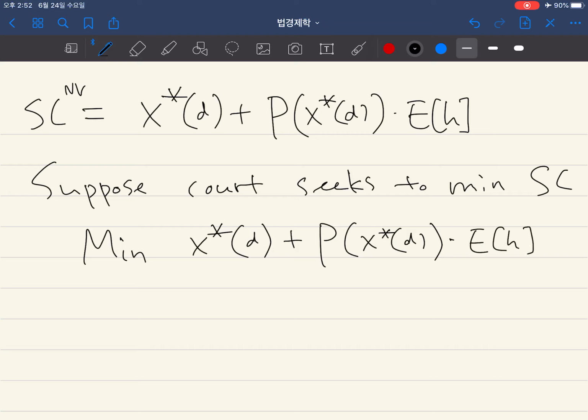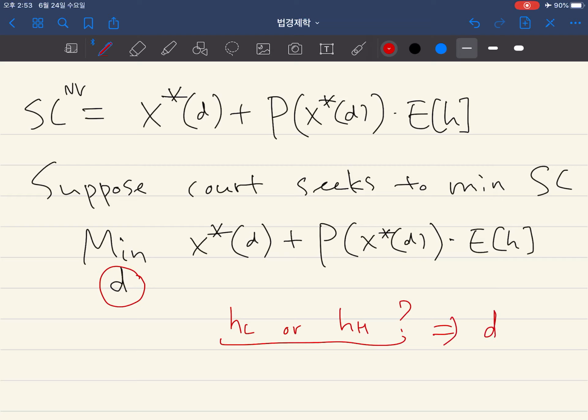So if we want to minimize the social cost expression, what must be the level of D? Remember, this D is chosen by the court. Because the court does not know whether harm is small or big, regardless of actual harm, the court is going to order the defendant to pay D dollars. So here our question is, what's going to be the best choice of D if the court wants to minimize the social cost expression?